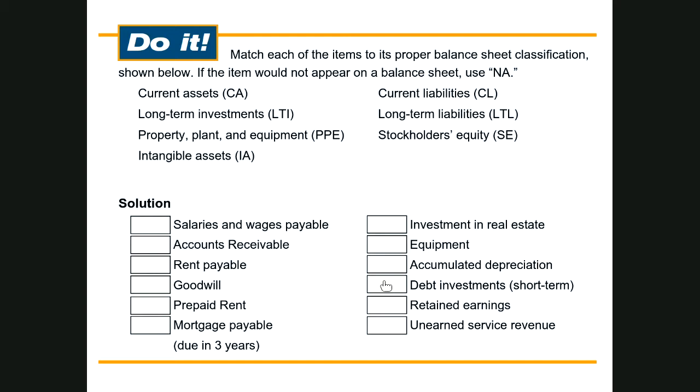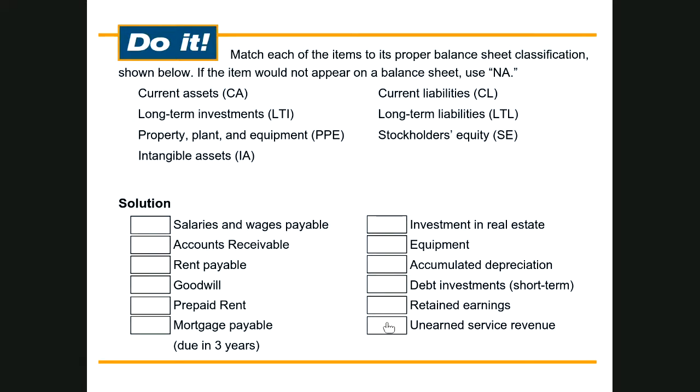Debt investments, Ms. Ala, where would it be? Current liabilities, because it says short term. Very good. Ms. Mai, retained earnings? Stockholders' equity. Very good.